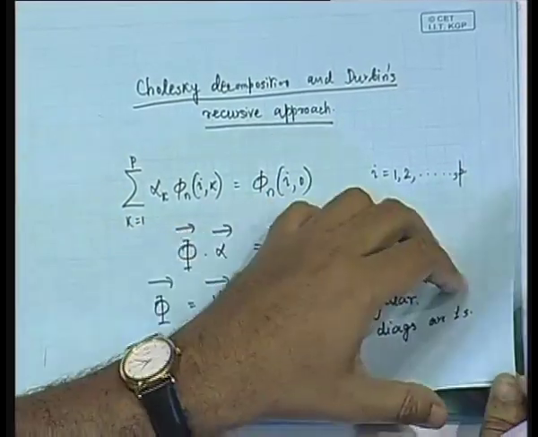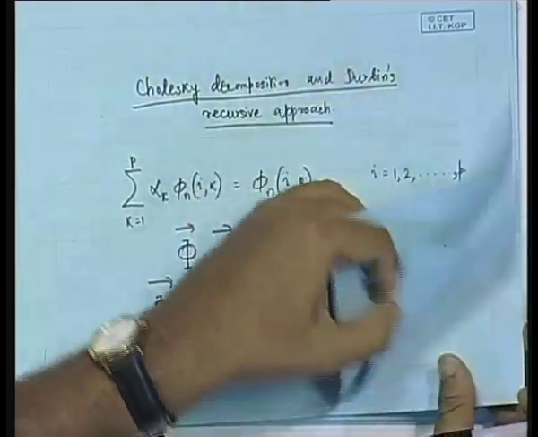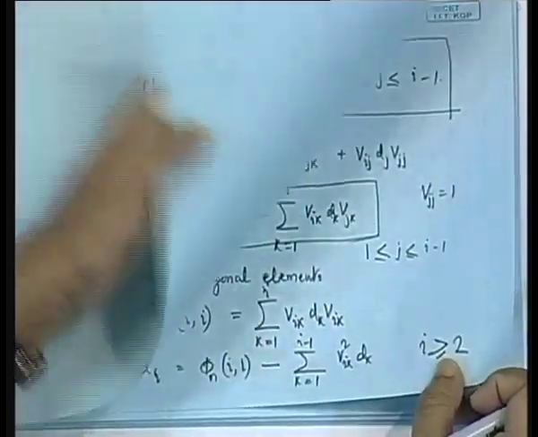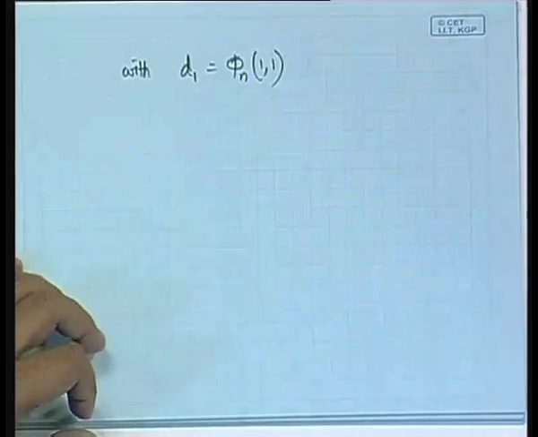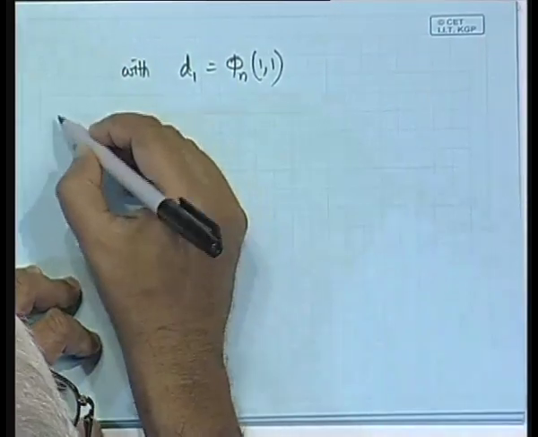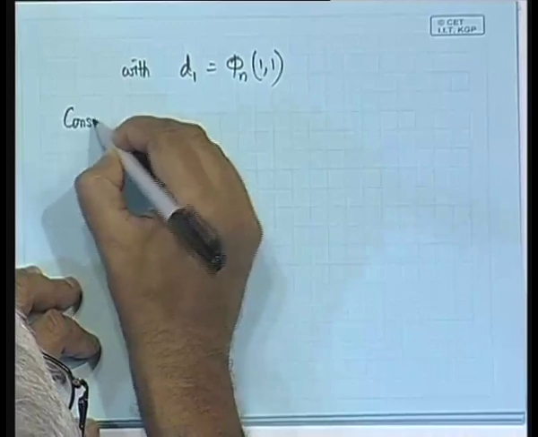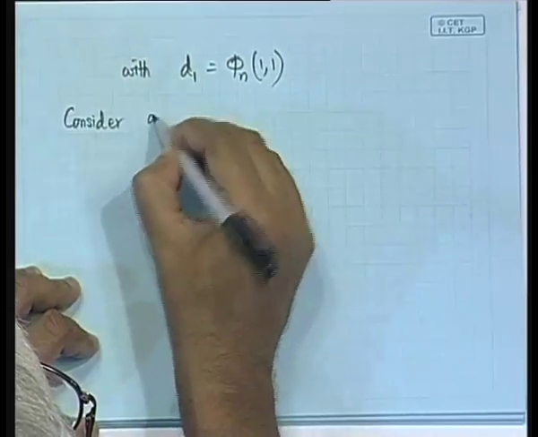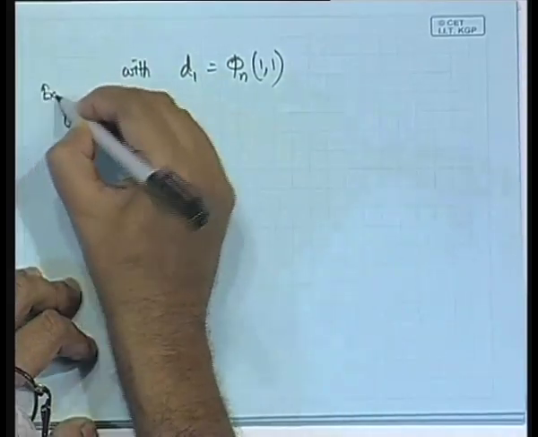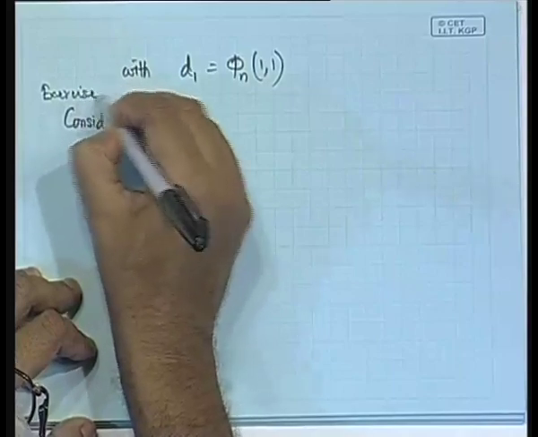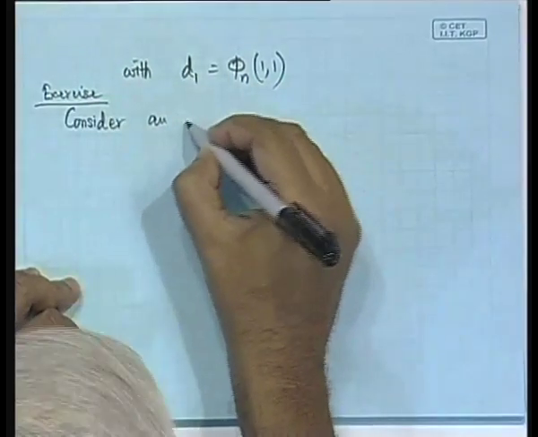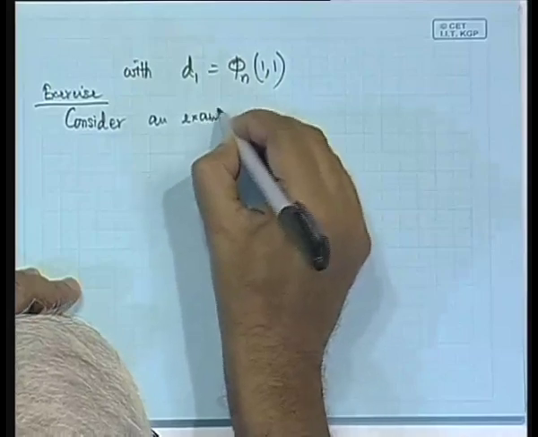So I just want to give you an exercise which you can try out, and that is to consider an example with p is equal to 4. So this is an exercise for you. Consider an example with p is equal to 4.